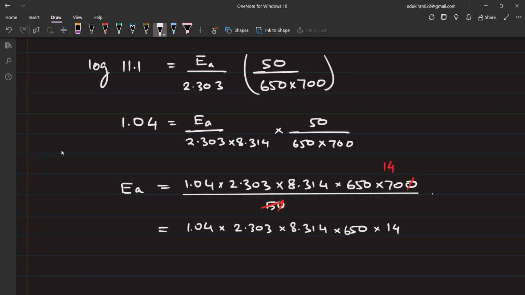अच्छा, एक वैल्यू आप लोग याद करके, one thing that I think I should give you is 2.303 into 8.314. ठीक है, 2.303 into 8.314, it is equal to 19. So I think this value is important. You should remember this value. 2.303 into 8.314 is equal to 19.14, into 650 into 14.